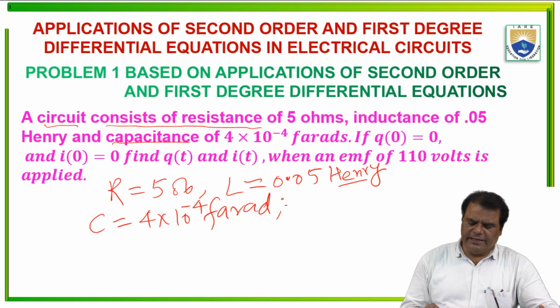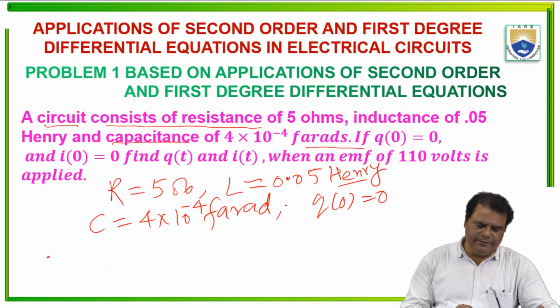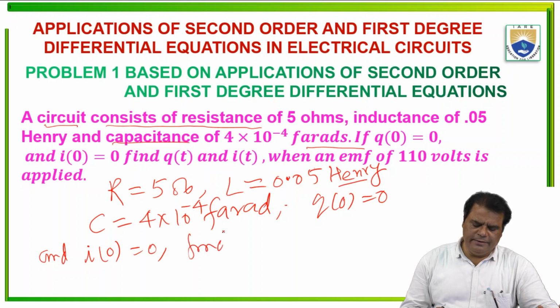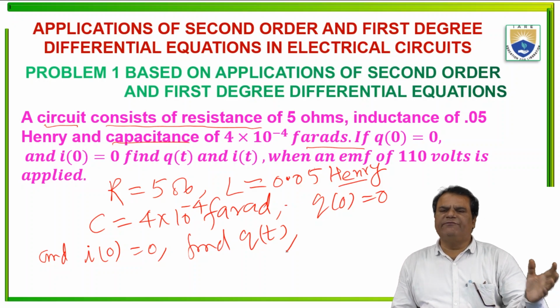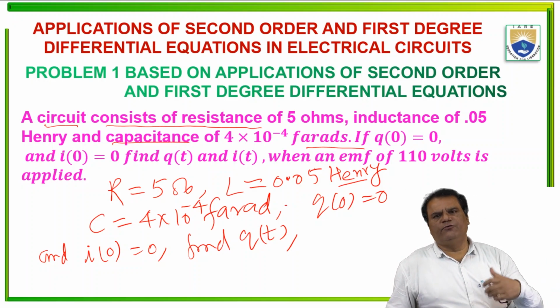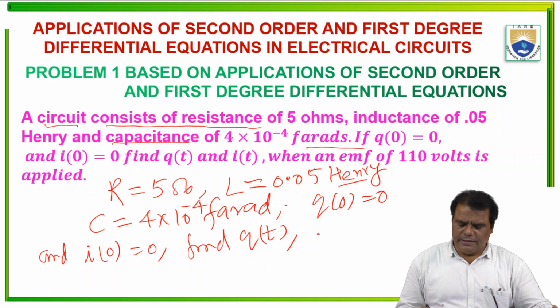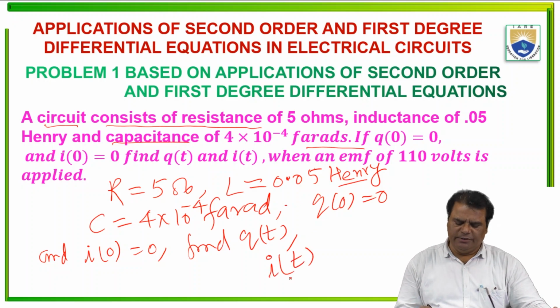If the conditions are given, Q0 equal to 0 and I0 equal to 0, then find Qt. Q is some function of t, and you have to find the value of Qt. Second is It, I is also some function of t. So these two results we have to find.